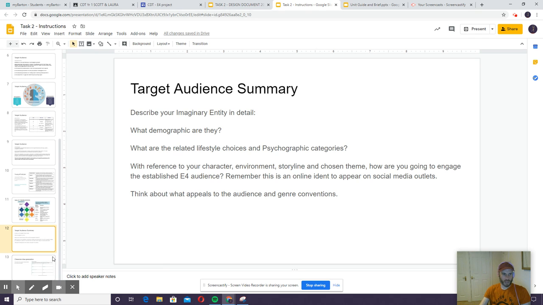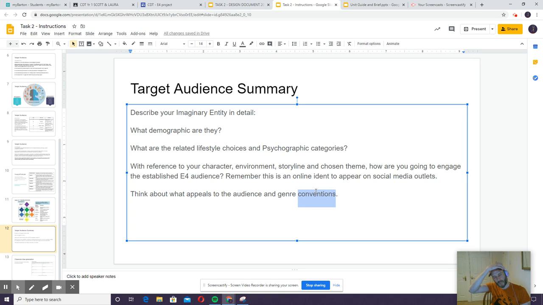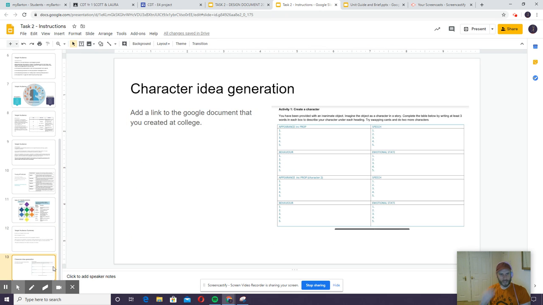Whatever your genre choice is, discuss the conventions. It's another good excuse to start really thinking about what these things are that you're going to include in your animation. And then this is part of the next section, part of the creative elements, but I think it can probably be done in the same lesson. The character idea generation part is the next slide in task 2. So all I want you to do there is link to the document you have already completed. You've already done the character idea generation.